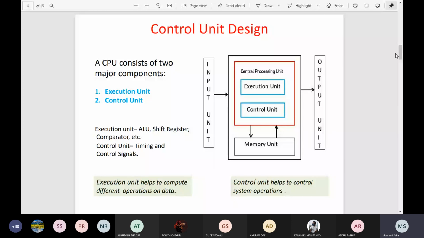And when it will execute depends on the control signal and the time at which it will be executed. So control signals are basically generated from the control unit, and the time at which they are generated is also controlled by the control unit. So the control unit has two tasks. One is to generate the control signal, another is to decide at which time it will be executed. This is the basic thing for your control unit.